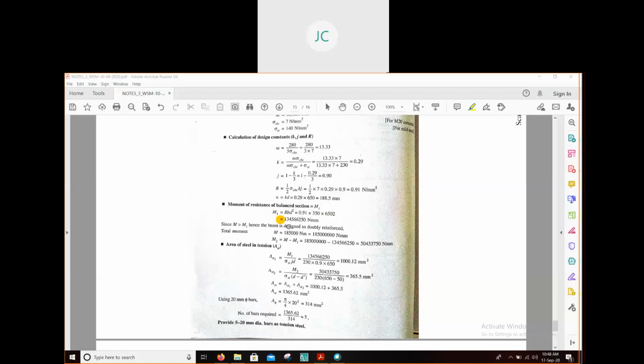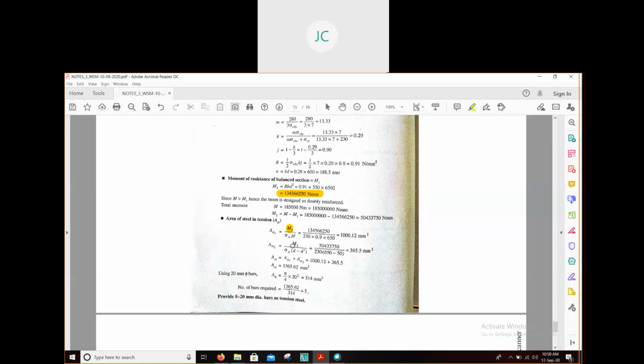Okay, so I hope all of you are understanding this one. Whenever you write AST1, you have to use the moment for a balanced section. M1 is the moment for a balanced section. And whenever you write AST2, that means the amount of steel which you are providing for resisting the extra amount of moment. So how much extra moment you have to resist? Total moment minus balanced moment.